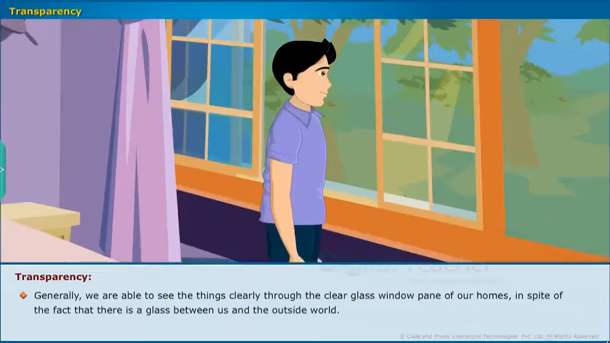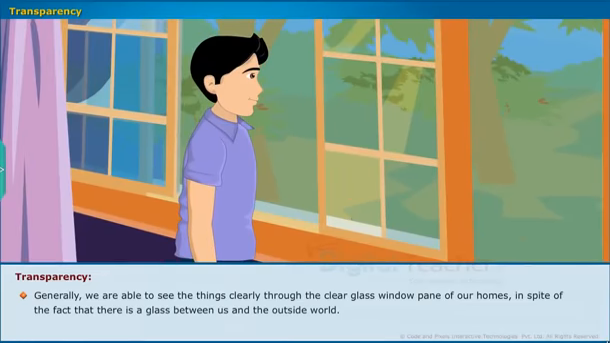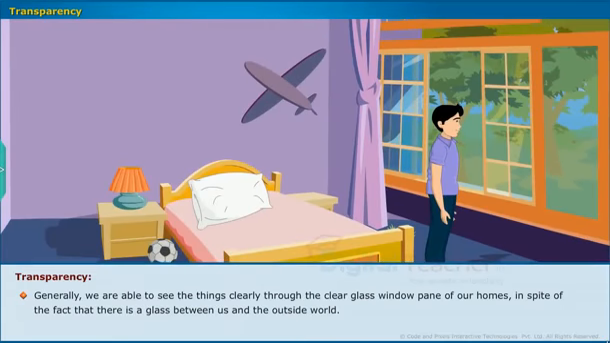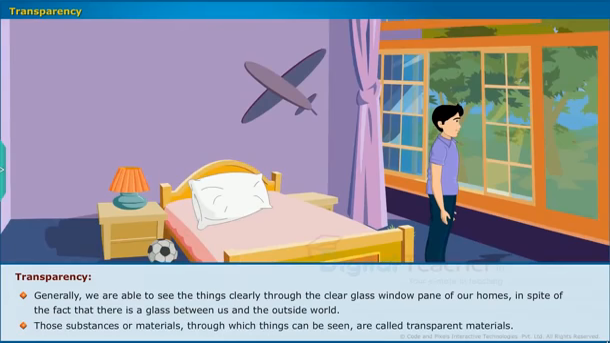Generally, we are able to see the things clearly through the clear glass window pane of our homes, in spite of the fact that there is a glass between us and the outside world. Those substances or materials through which things can be seen are called transparent materials.